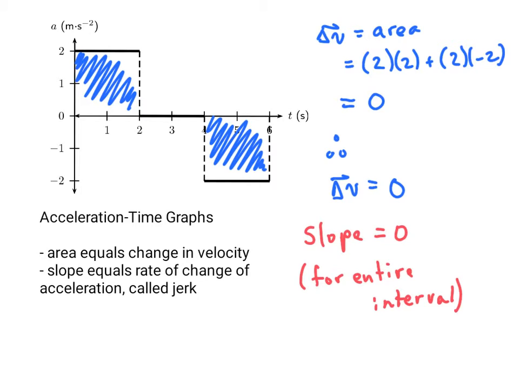If we want to find the slope of this graph, well, you can see that each of the lines is horizontal, which means that the slope of each line segment is 0. So slope is 0. No calculations necessary for that one, and that's for the entire interval. So that tells us that the rate of change of the acceleration, or the jerk, the average jerk for the entire interval is 0.